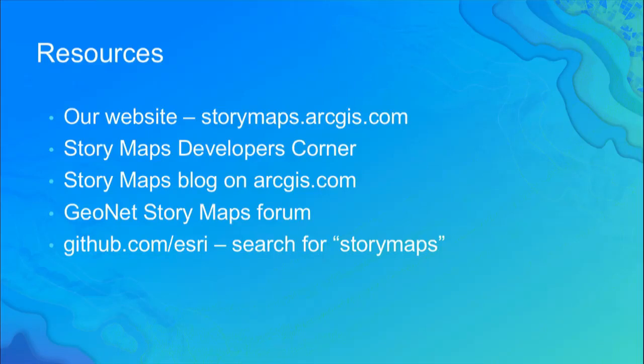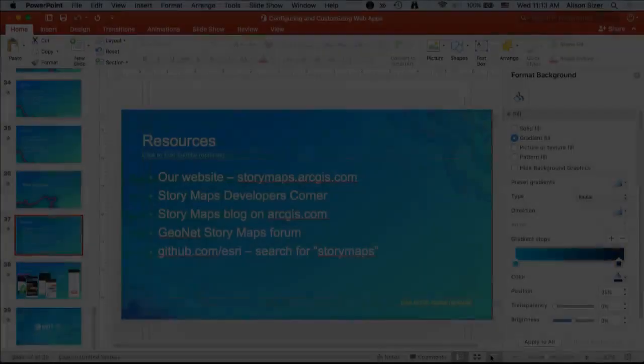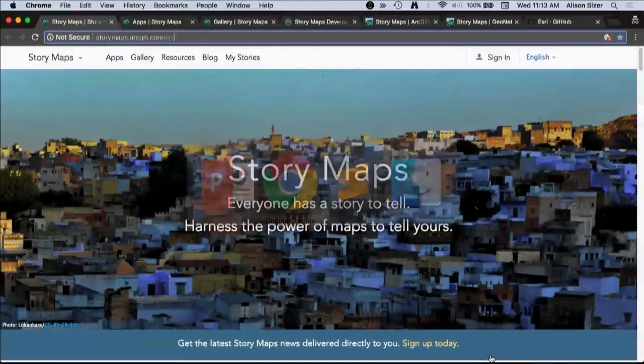And then also all of our stuff is on github.com/Esri. It's all open source. You should search for story maps. Every app has its own README that is really detailed for developers. I just want to show a couple of these.